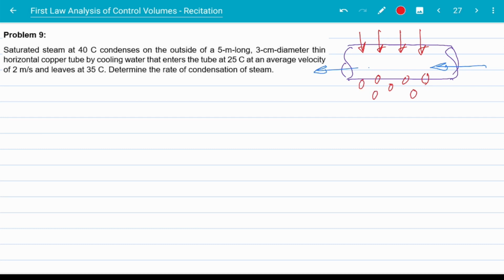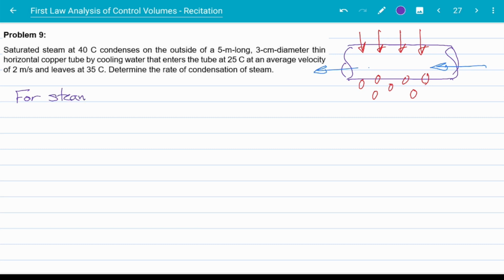Okay, so again, we are dealing with a heat exchanger. In a heat exchanger, it's usually advised to take separate control volumes for separate fluids. Here, steam is one control volume. The cooling water inside the pipe is another control volume.